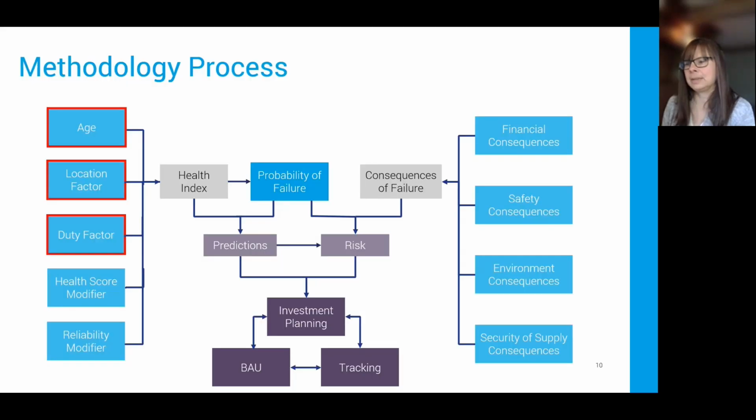So moving on and looking at that initial health score in a bit more detail. Here we're going to look at the age, location and duty factors. All of those three boxes go into the initial health score.